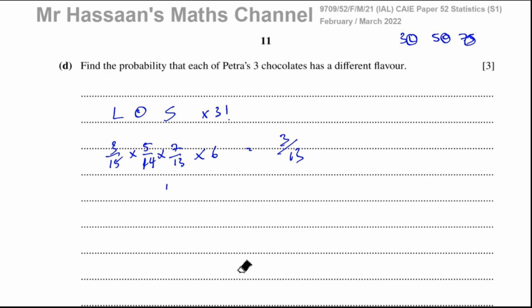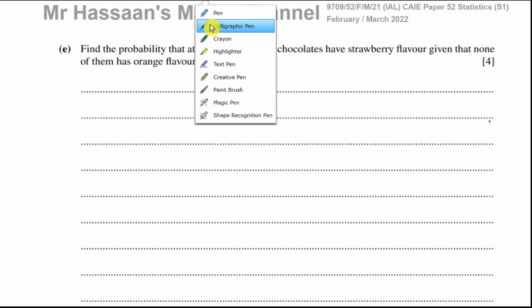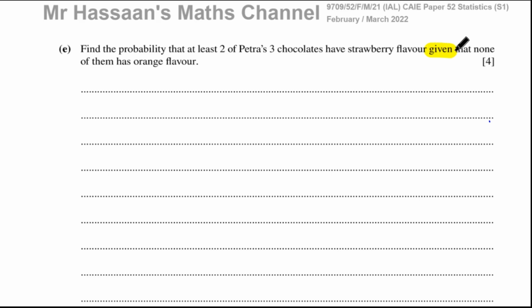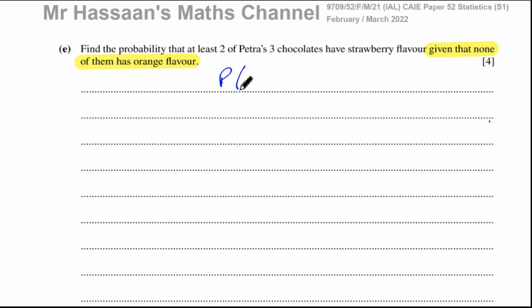Now for part E. It says, find the probability that at least 2 of Petra's 3 chocolates have strawberry flavor, given that none of them have orange flavor. So we have that famous phrase again, given that. So this is conditional probability. For example, the probability of A given B is equal to the probability of A intersection B over the probability of B. So this is given, so that has to be our denominator.